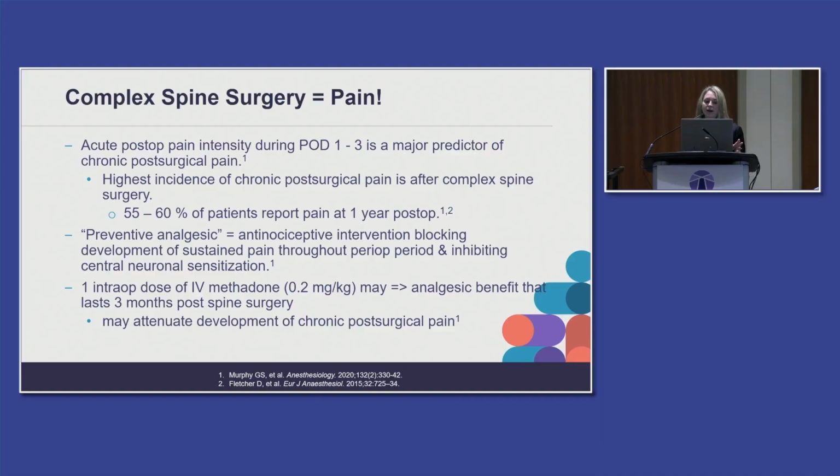So 1 intraoperative dose of IV methadone, that same 0.2 milligram per kilogram dose, has also been found in a different study by Murphy et al. to have an analgesic benefit that lasts 3 months post-spine surgery. So that may help attenuate development of chronic post-surgical pain. The idea here is finding preventive analgesics where there's anti-nociceptive intervention that's blocking development of a sustained pain throughout the perioperative period and then inhibiting that central neuronal sensitization that can occur.